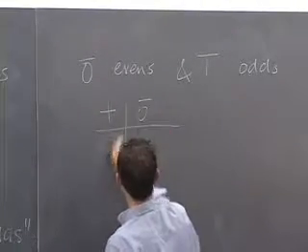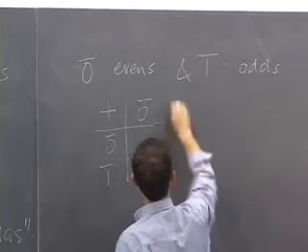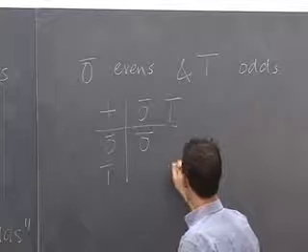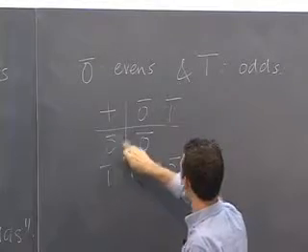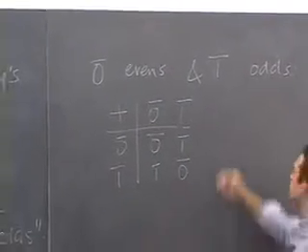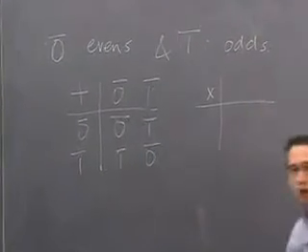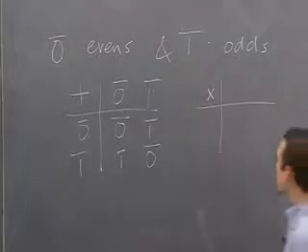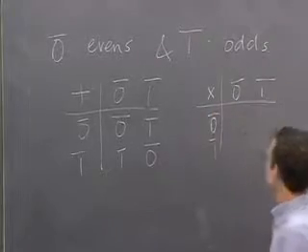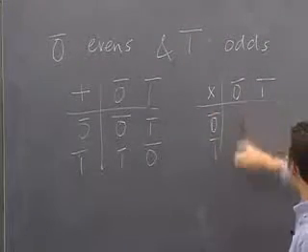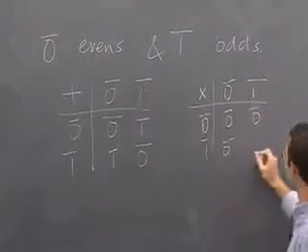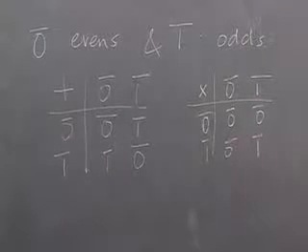If I add an even to an even, then I get an even. If I add an odd to an odd, I get an even. But if I add an odd to an even or an even to an odd, then I get something odd. Likewise, there's a sort of multiplication table for evens and odds. If I multiply something that's even by something that's odd or even, then I certainly get something that's even. But if I multiply something odd by something odd, then I get something odd.